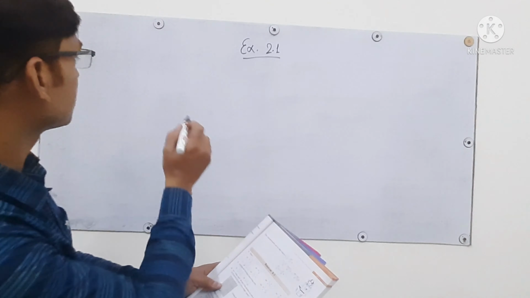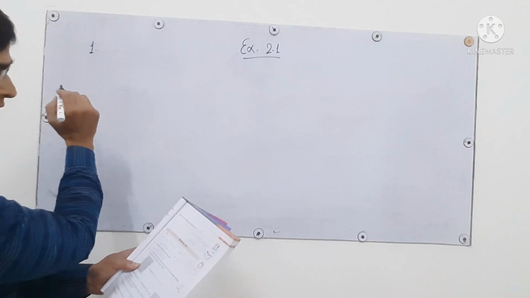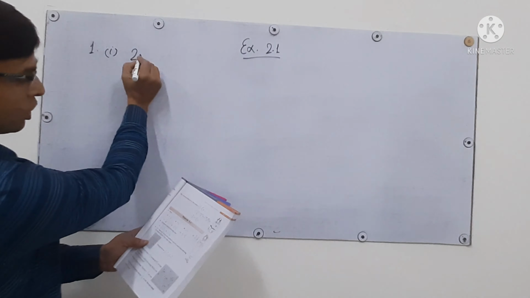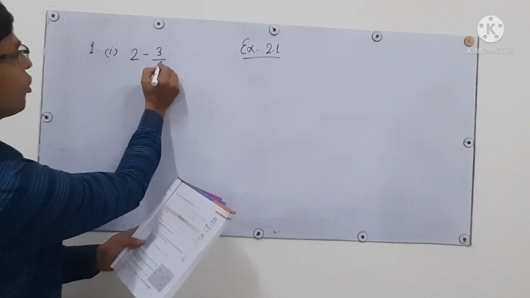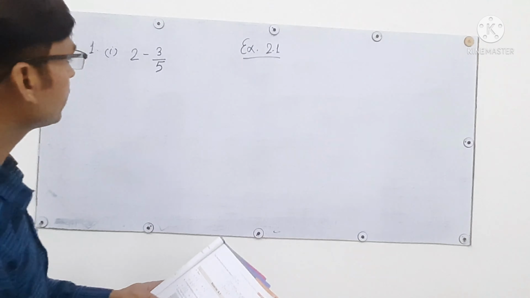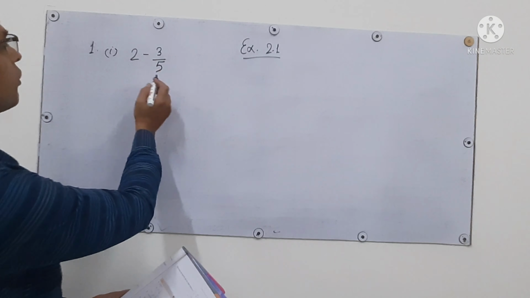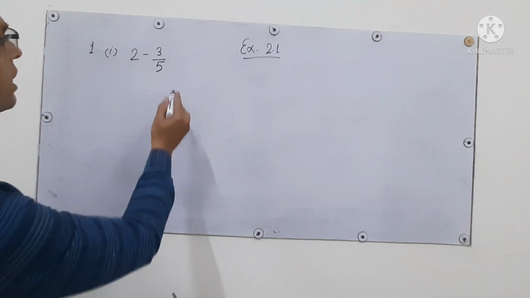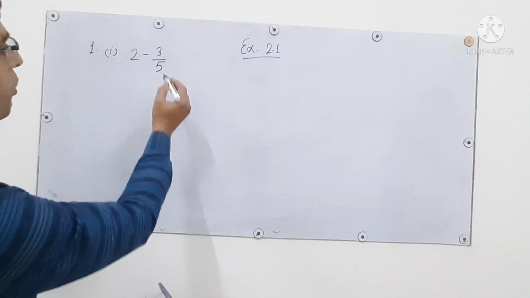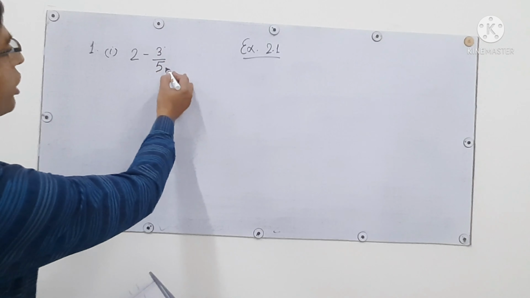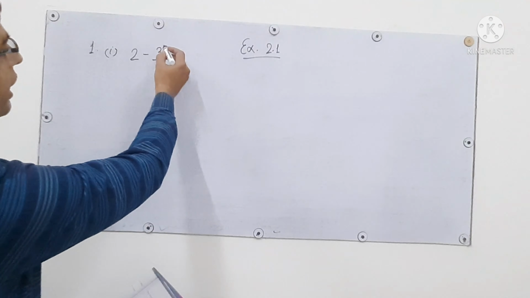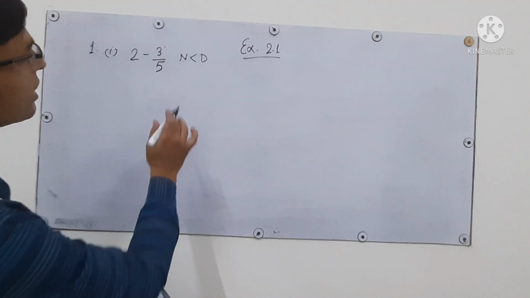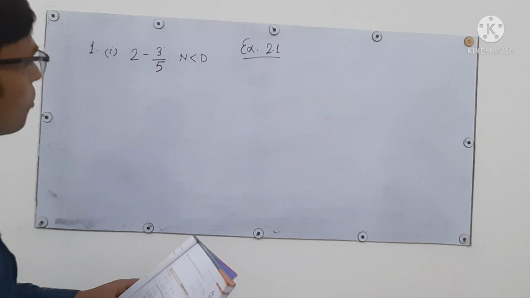Okay, so I'm going to solve question number 1, and its first part is 2 minus 3 upon 5. So, 2 minus 3 upon 5. In this, 2 is a whole number and 3 by 5 is a fraction, and it is a proper fraction. Why is it a proper fraction? Because 3 is the numerator and 5 is the denominator, and the numerator is less than the denominator. If the numerator is less than the denominator, then it is a proper fraction.